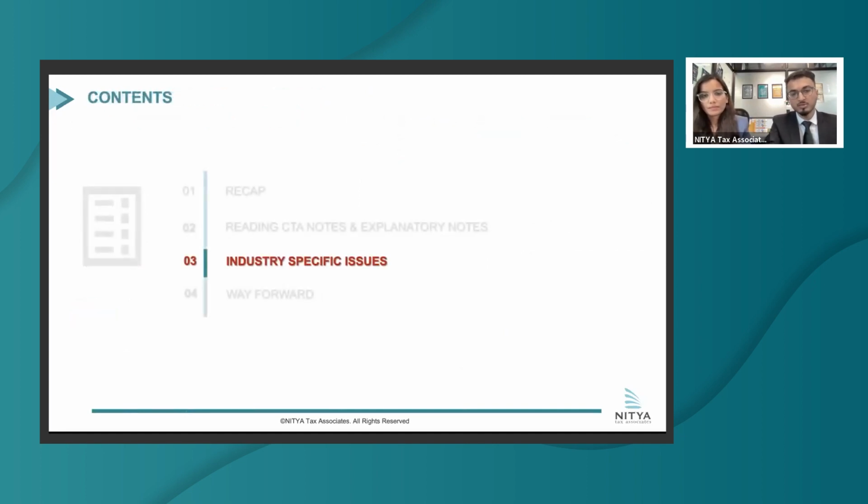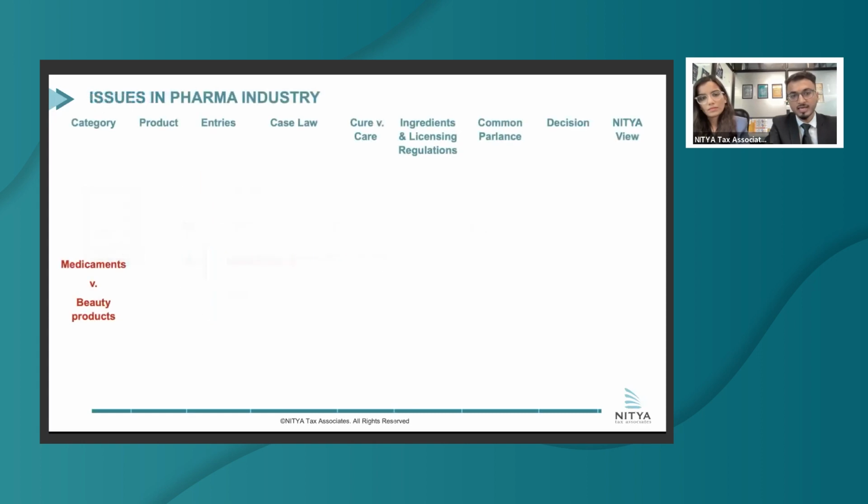So we will now discuss specific issues in classification industry wide. We will start with the issues in the pharmaceutical industry. The major dispute in the pharma industry is whether products like skincare products, mosquito repellents or hand sanitizers will qualify as a medicament, or will qualify under the beauty care products heading.